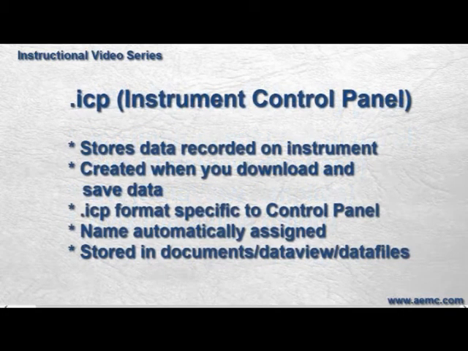ICP files, also called Instrument Control Panel files, contain the raw data downloaded from the instrument. These files are created when you open the DataView control panel and save downloaded data to the PC. Note that each DataView control panel has its own ICP file format. DataView assigns names to these files as they are created based on data such as the name of the file as it is stored on the instrument, the name of the control panel creating the file, and other factors. By default, ICP files are stored in the Data Files subfolder in the DataView folder.